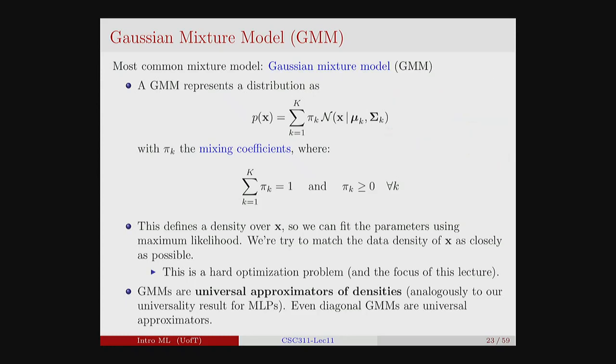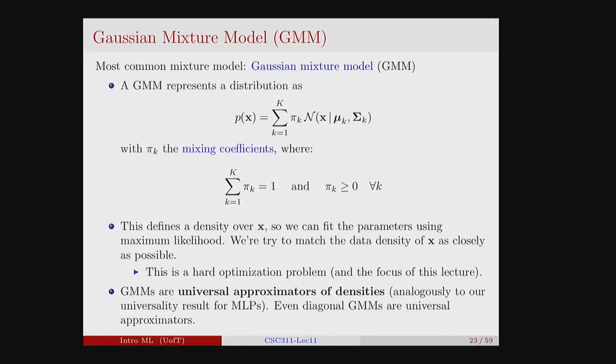And so there's lots of known results showing that GMMs are universal approximators of probability densities, and the intuition behind them is essentially you can represent any density via a mixture of infinitely many things. So as you set the number of mixture components to be very, very large, you start to get arbitrarily good approximations to any density. And so even diagonal GMMs are universal approximators.